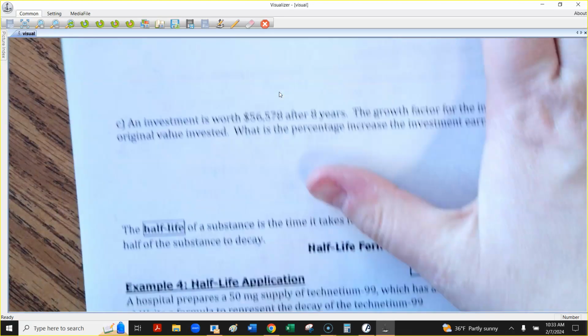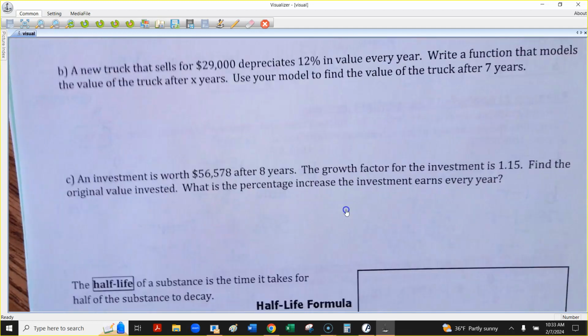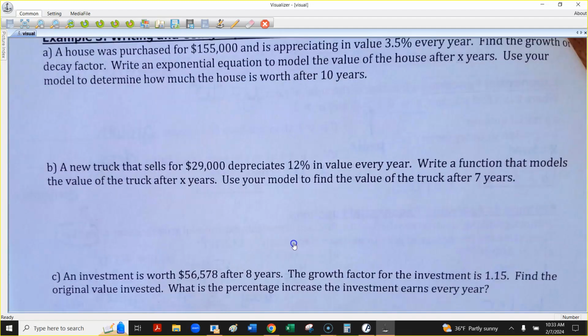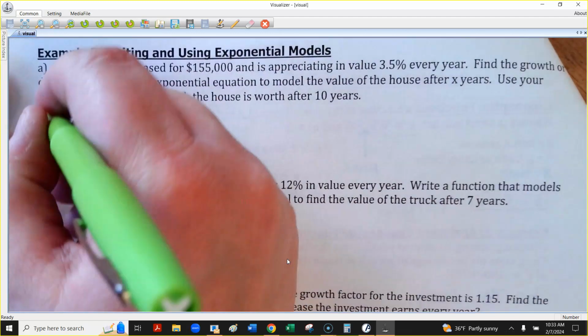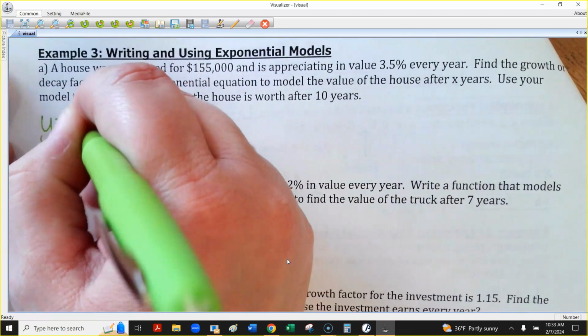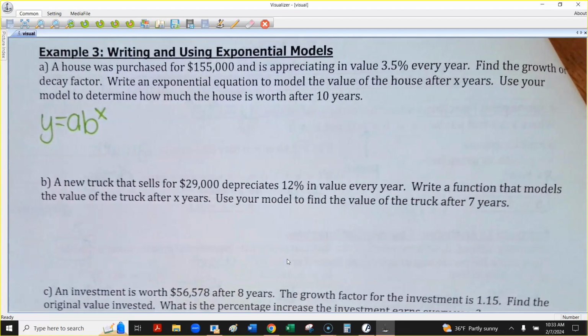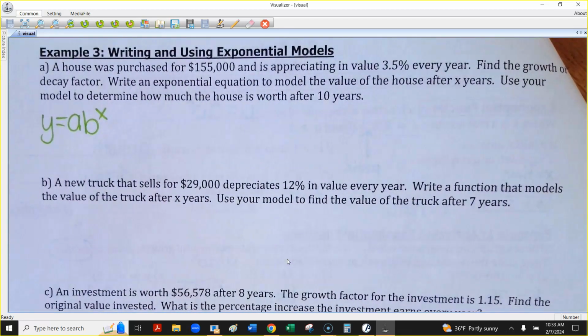Just relax. Okay, I promise these are not hard. All right, so we're going to do this format. Okay, so y equals ab to the x. The same thing I gave you on the front. We're just going to do some word problems.